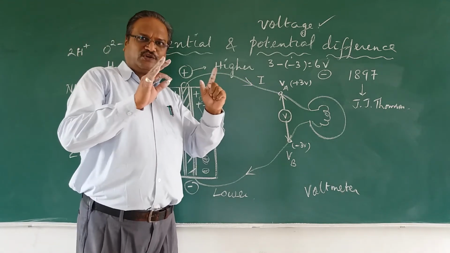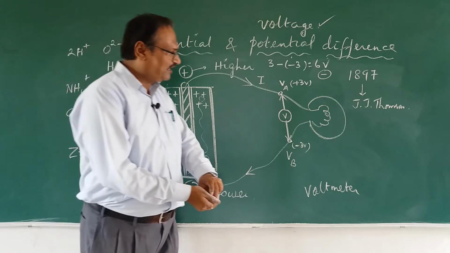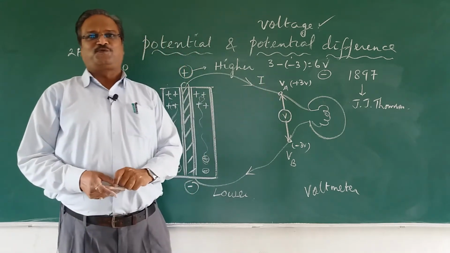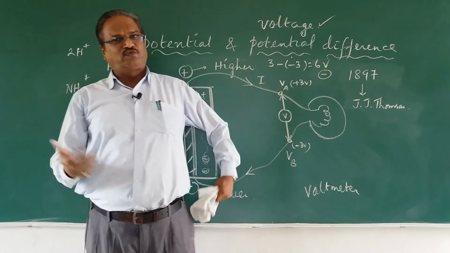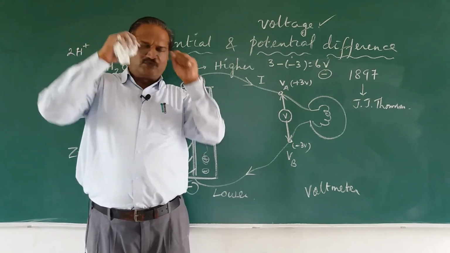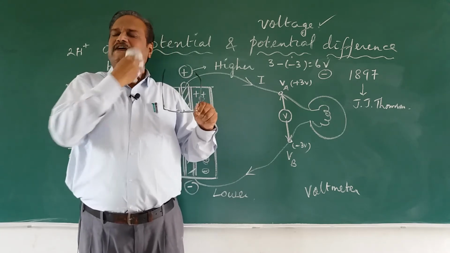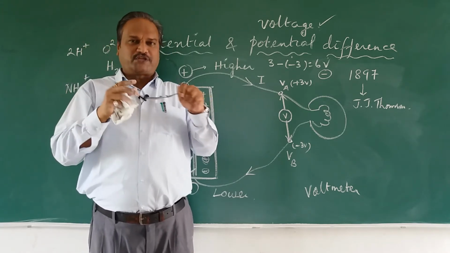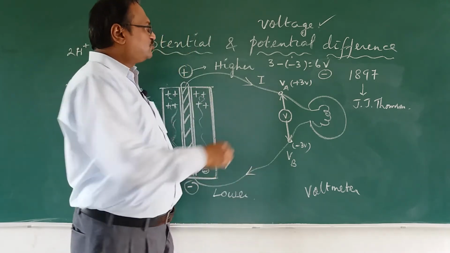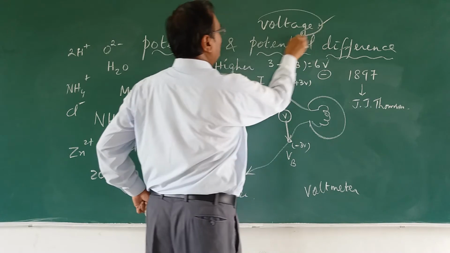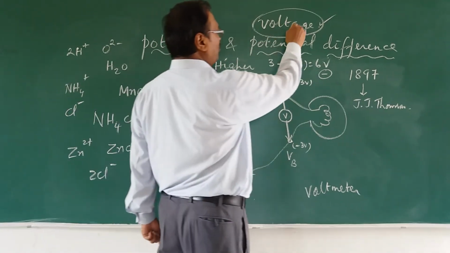I am just telling you, there ought to be a difference in potential, then only current will flow. As I said, there should be a difference in temperature for heat to flow, a difference in height for water to flow or a body to roll, right? There should be a difference in potential. Okay, so that is called potential difference. It is also often referred to as voltage. Terminal PD is also called voltage in common terms.